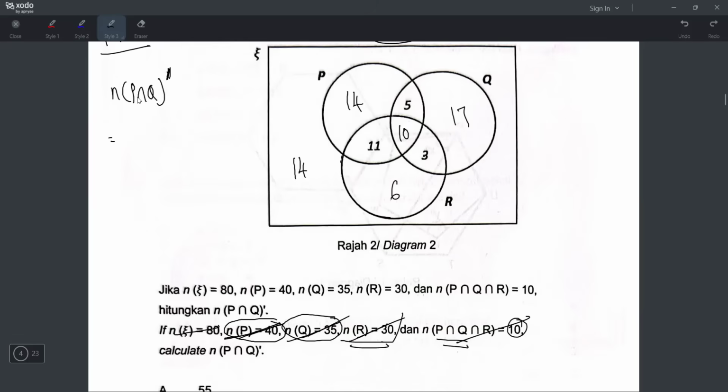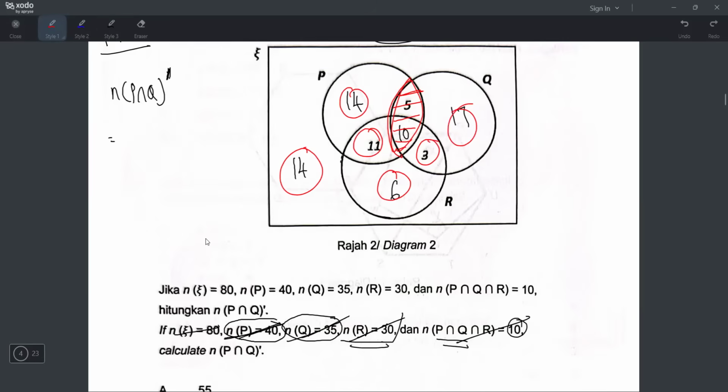Yeah. Okay, let's find out P intersect Q first. So P intersect Q, if you want to shade, it's very simple. It's here. Because P intersect Q means the P and Q overlap region. So the P and Q overlapping region is this one lah. But they say bracket complement. It means everything except P intersect Q. It means you have to take everything except the shaded region. So it becomes here, here, here, here, here. Everything except the 5 and 10, right? So the answer is 14 plus 14 plus 11 plus 6 plus 3 plus 17. Okay, yeah, everything except 5 and 10.